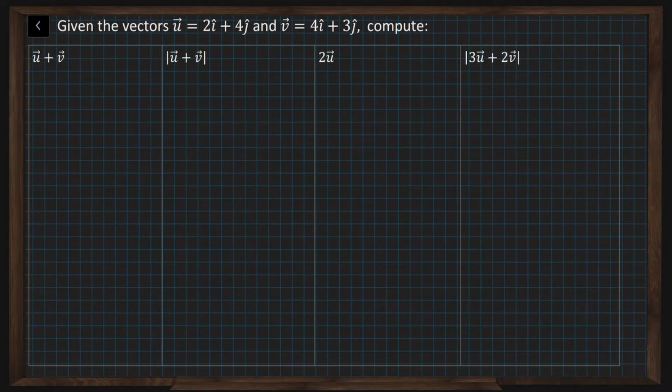Okay, we've had a look at how to scale vectors and how to add vectors. Now we're going to look at some problems just to practice the skills that we developed. So we have this problem that given the vectors u is equal to 2 times the unit vector i plus 4 times the unit vector j, and v is equal to 4 times the unit vector i plus 3 times the unit vector j, compute the following.